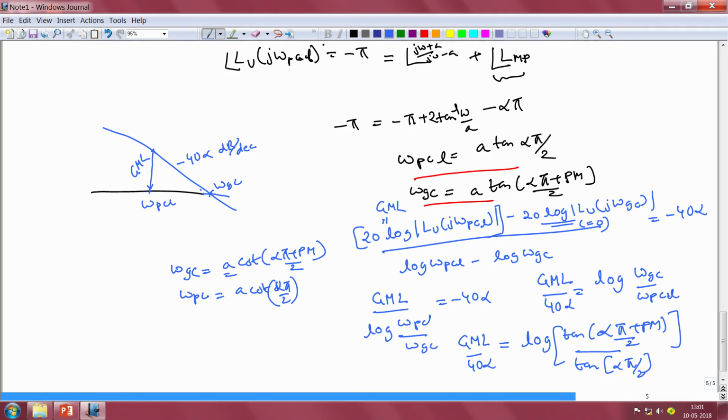We therefore got an equation that looked very similar to what we have here for the case of the unstable system, with the exception that instead of having tan of (απ plus PM)/2 divided by tan of απ/2 as we have in this case, we had the opposite of it. We had cot of (απ plus PM)/2 divided by cot of απ/2. Hence we end up with the same expression in case of the unstable system as what we had in case of the non-minimum phase 0.